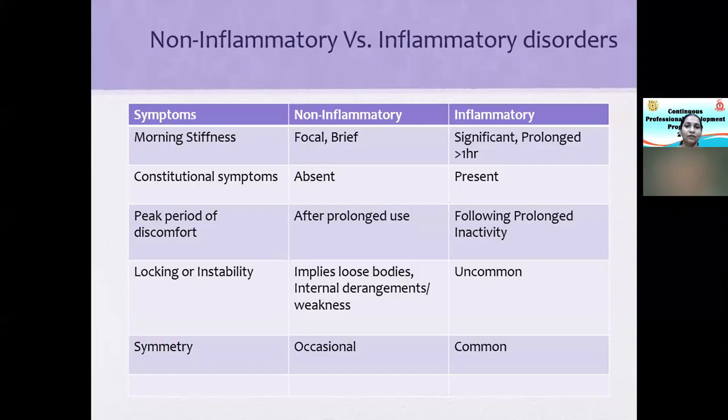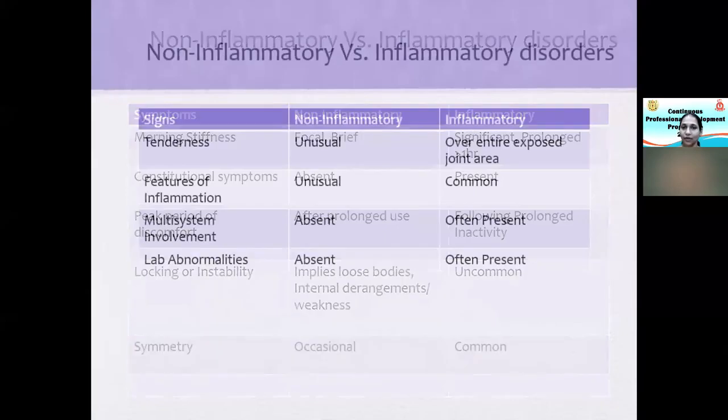And in non-inflammatory, we can commonly see locking or instability due to the presence of loose bodies or internal derangements, and weakness, but this is fairly uncommon in inflammatory arthritis. Symmetry is another feature which can be used to distinguish these two. In inflammatory, this is more commonly seen, whereas it is occasional in non-inflammatory.